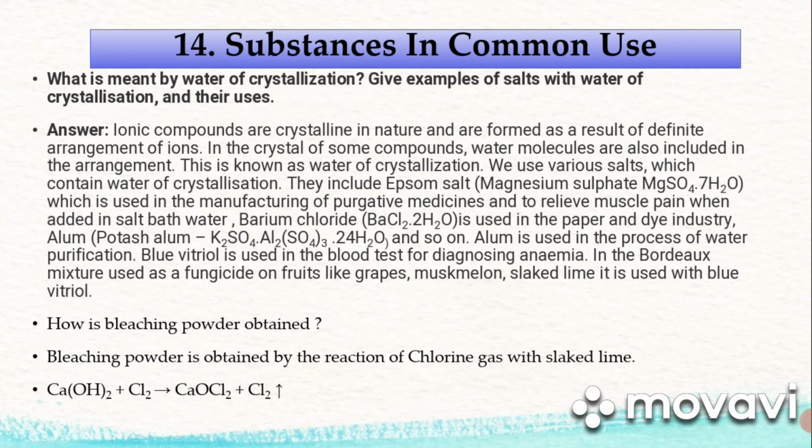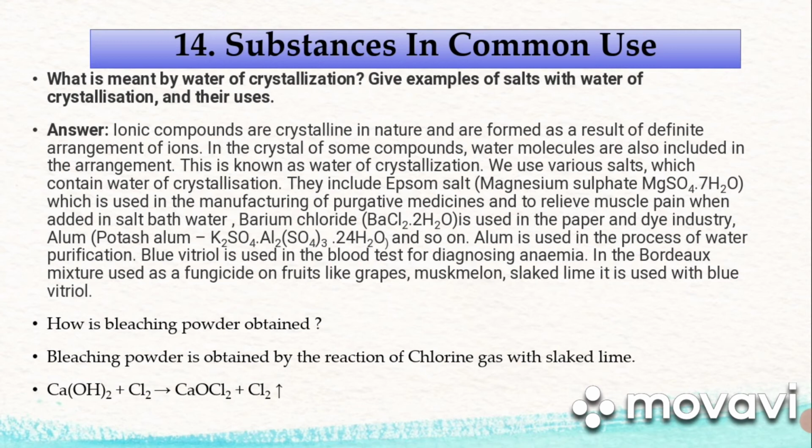We use various salts which contain water of crystallization. They include Epsom salt, magnesium sulfate, MgSO4.7H2O, that is 7 molecules of water, which is used in the manufacturing of purgative medicines and to relieve muscle pain when added in salt bath water. Barium chloride, BaCl2.2H2O, is used in the paper and dye industry.